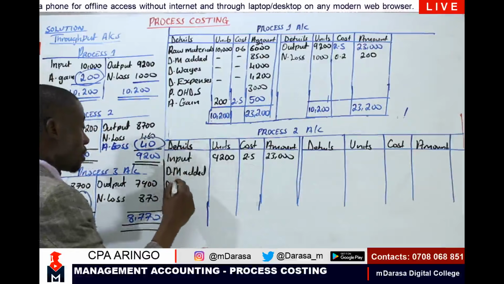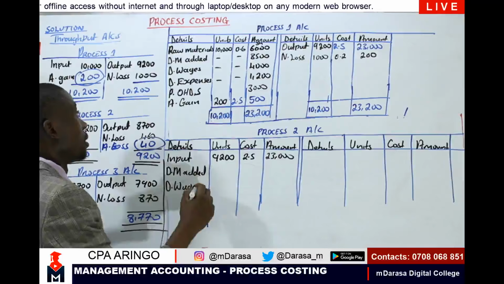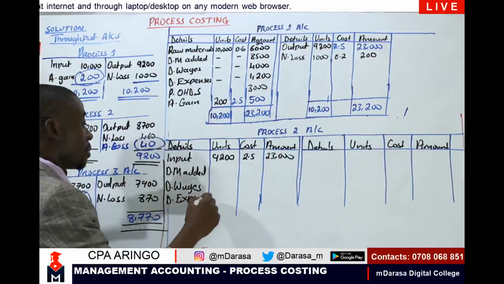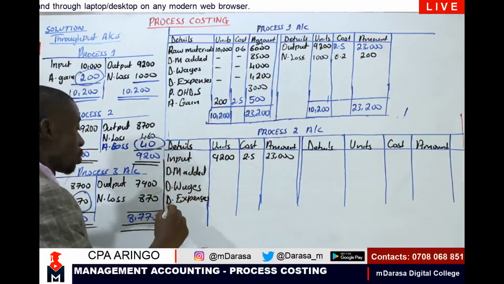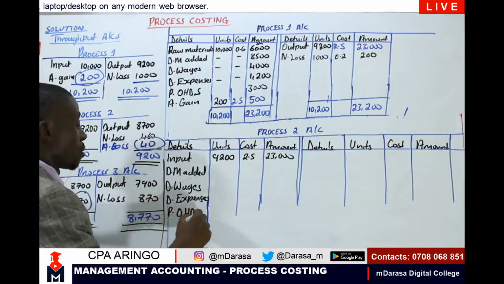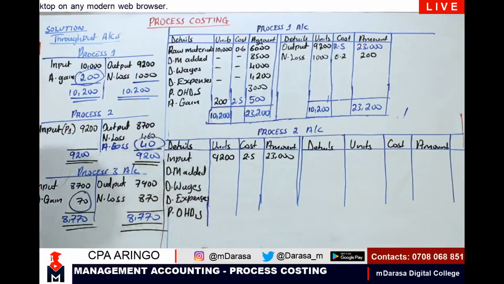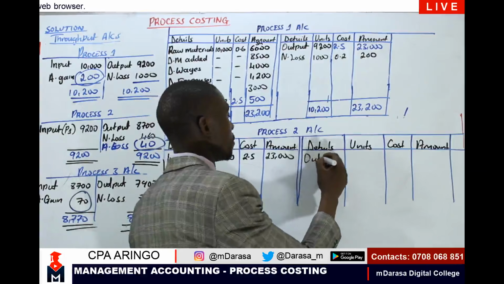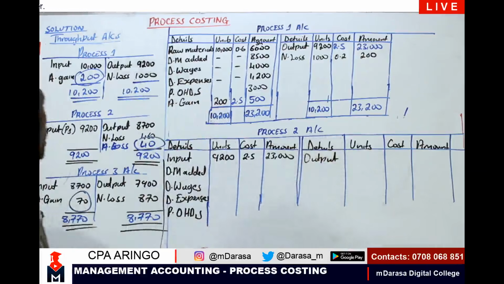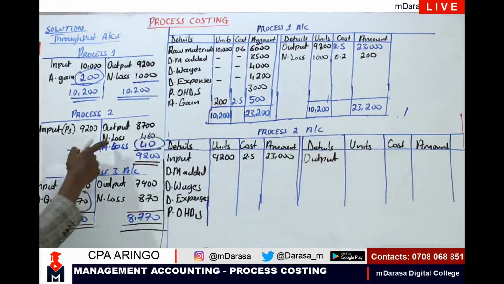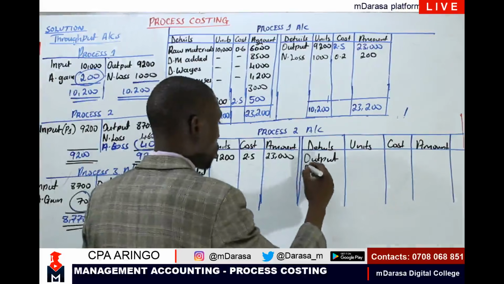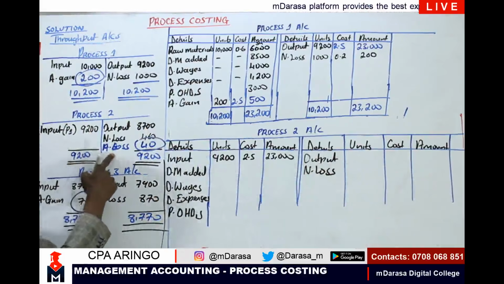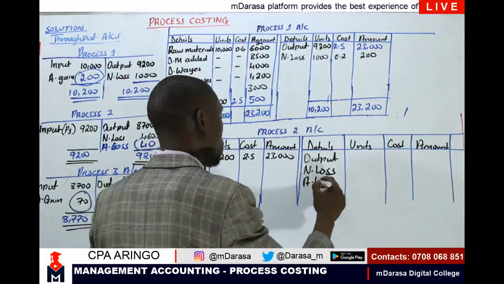Direct wages, we should be having them there. Talk of direct expenses, same concept. We'll also be talking of production overheads. And on this credit side, I should be talking of our output, following what we had in process 2. We have our normal loss, and in this case we had the abnormal loss also. So I should be having abnormal loss there.